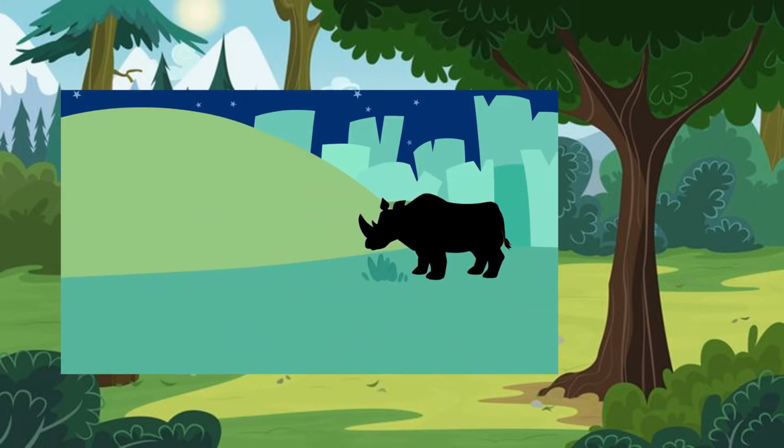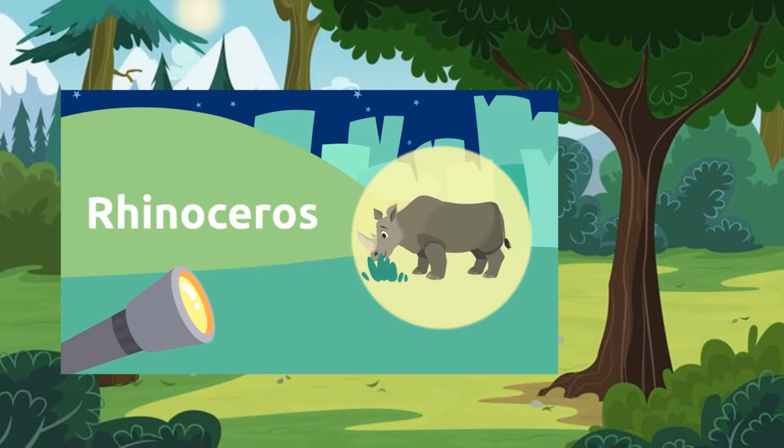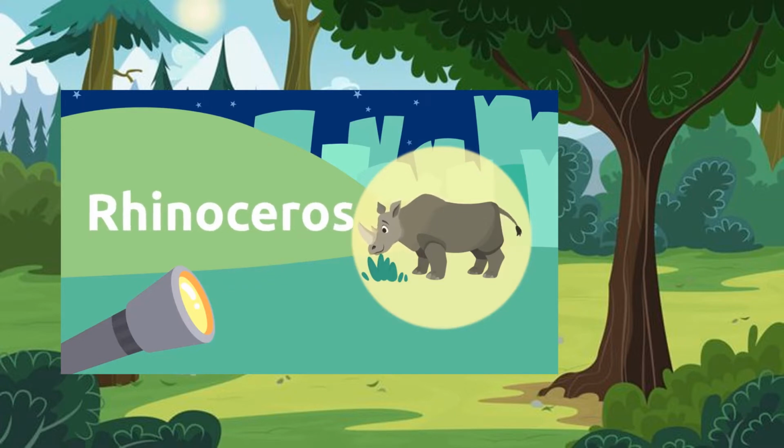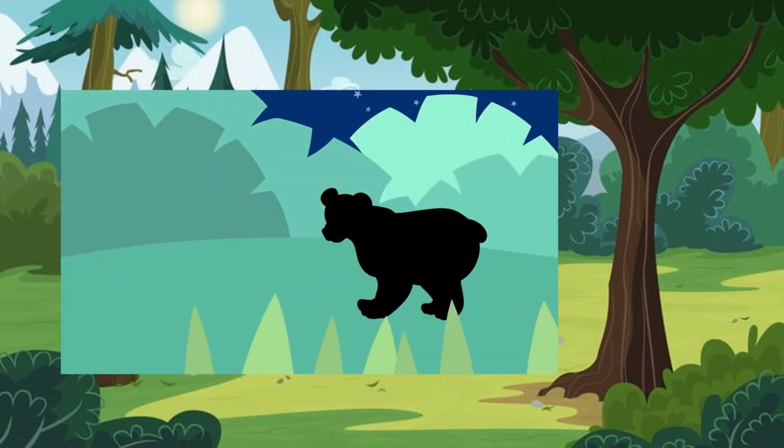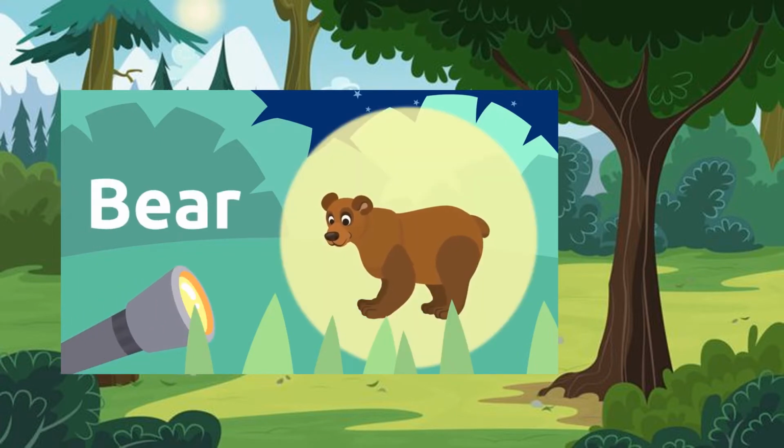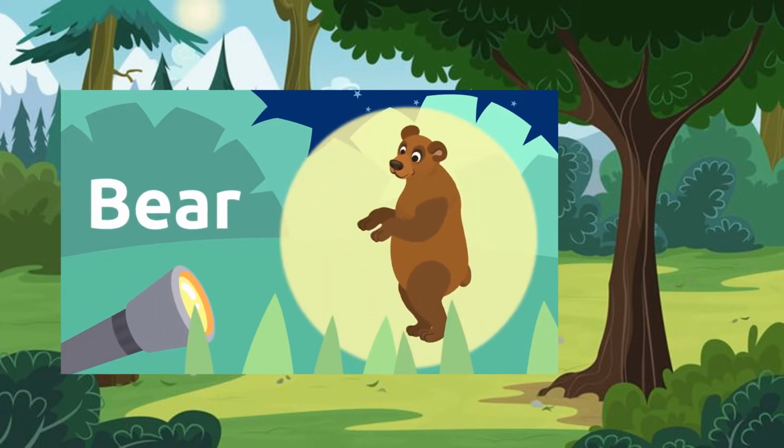What else have we got here? A rhinoceros. My, look at that horn. Let's see if there's another animal around. Sure there is. A bear. How big is that bear?